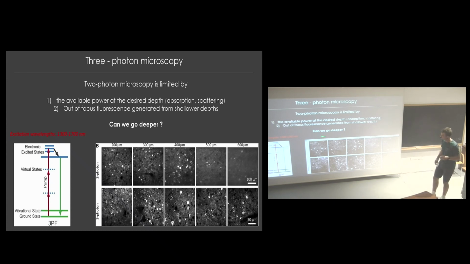And to go deeper, recently there has been the development of three-photon microscopy. So now you are using lasers which are even more in the infrared, between 1.3 and 1.7 microns. And with this, you can image really, really deep in the brain.